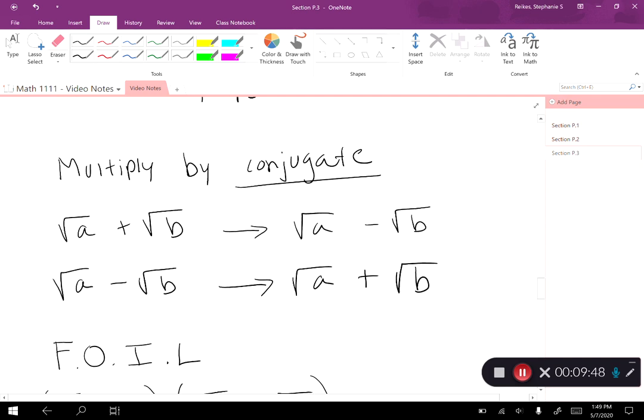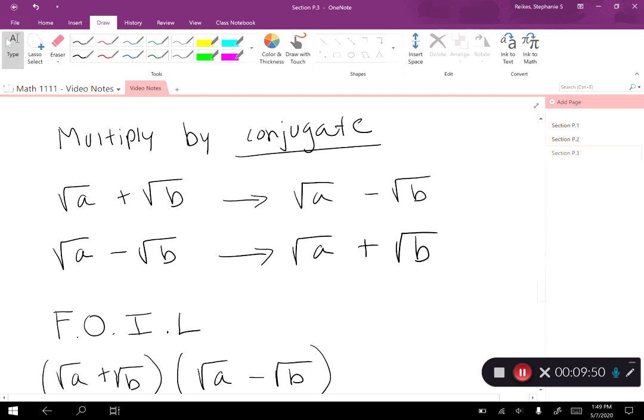So what is the conjugate? If I have square root of a plus square root of b, its conjugate is square root of a minus square root of b. And vice versa. If I have square root of a minus square root of b, its conjugate is square root of a plus square root of b.